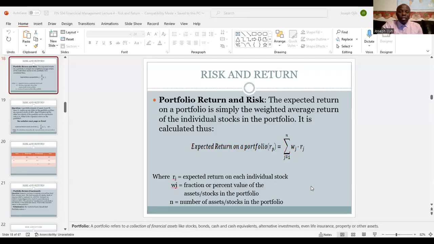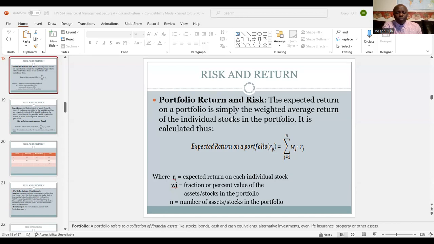We are still under the risk and return concept, and our topic today will be portfolio risk and returns. I will begin with portfolio return. So again, we are still under the concept of risk and return, and our topic will be portfolio risk and return. Like I said a few minutes ago, I'm going to begin with portfolio return. When I say that, I mean the expected return on a portfolio.